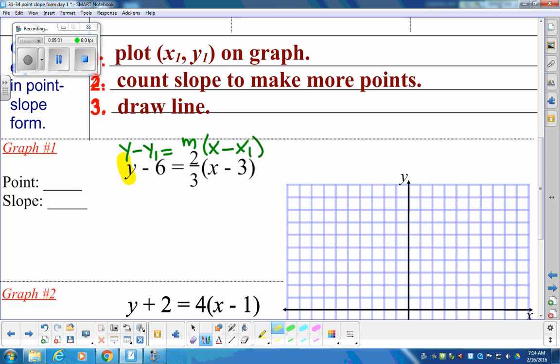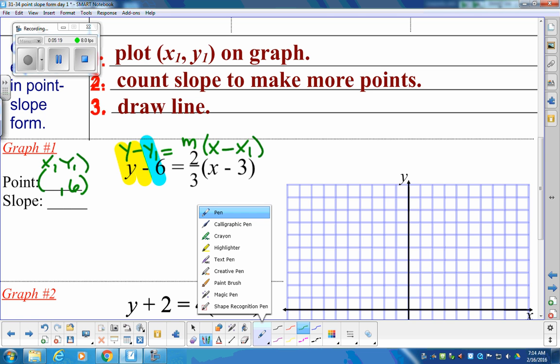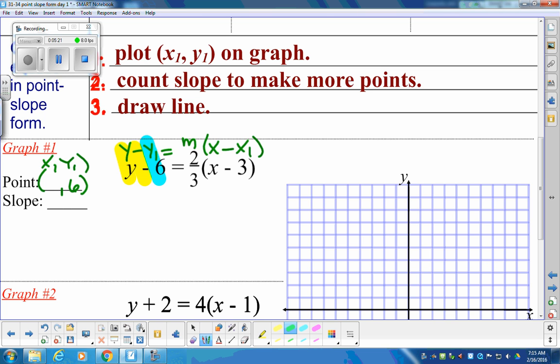We have y perfect, exactly perfect. Subtract, exactly perfect. And then we have that the y1 value is equal to 6. So in our point over here, we have an x1, y1. So my y1 value is equal to 6. Okay? We have our slope. Our slope is 2/3. So in for slope, we're going to put 2/3.